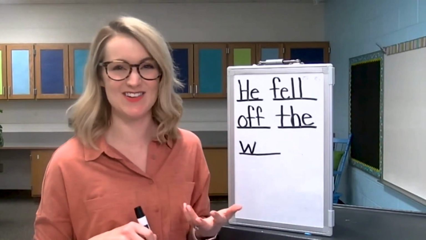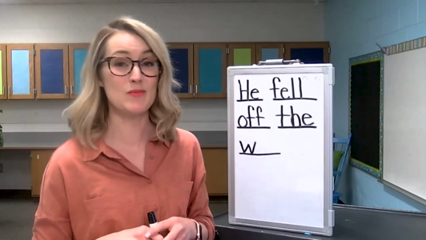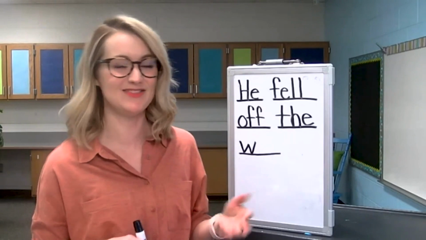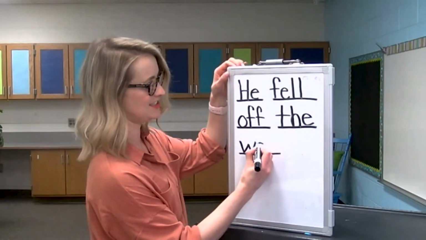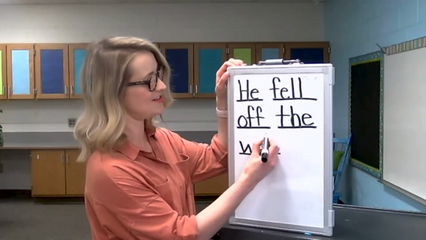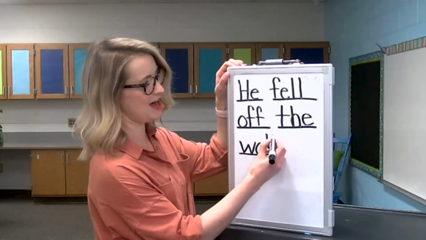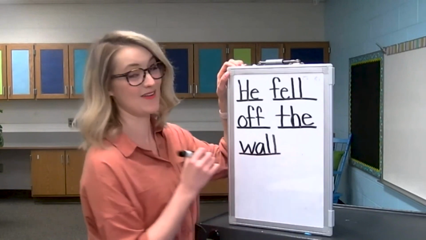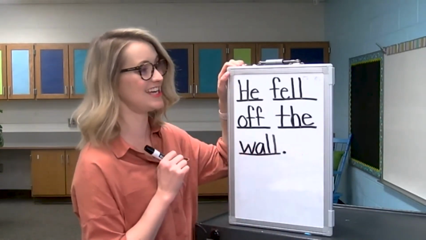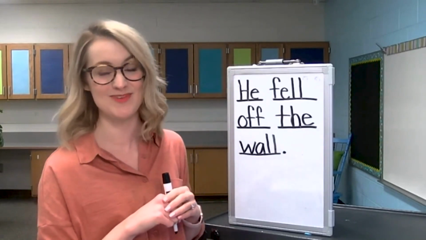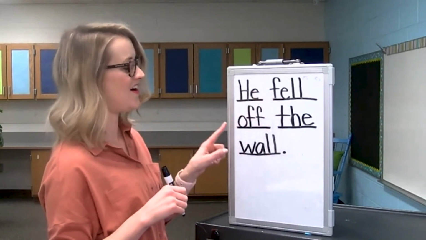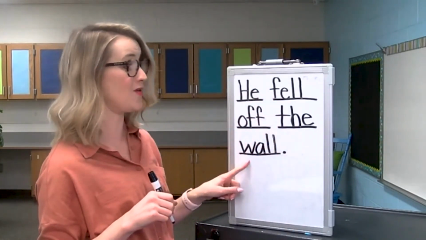That's the all sound, or the all family. Remember a high frequency word, all? It's spelled A-L-L. Let's write that. Make a C, go up and down. Let's start at the top for the letter L, go down. Start at the top, go down. All right, we can't forget our punctuation mark. Let's put a period at the end of our sentence to tell our readers it's the end. All right, let's read our sentence. Here we go. He fell off the wall.